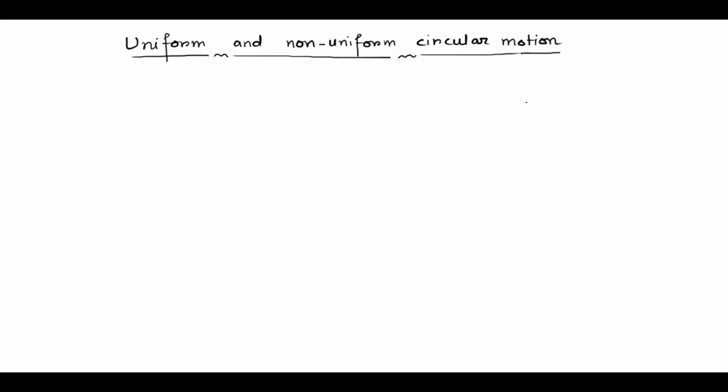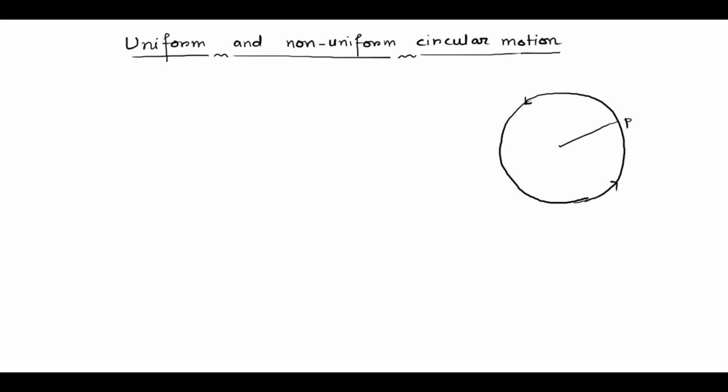Today I will talk about uniform and non-uniform circular motion. When I talk about circular motion, the particle is in a circular path. So here it is our circular path. Particles are rotating in a circular path. Let the particle be at point P.